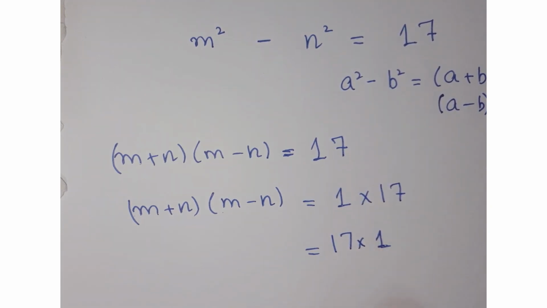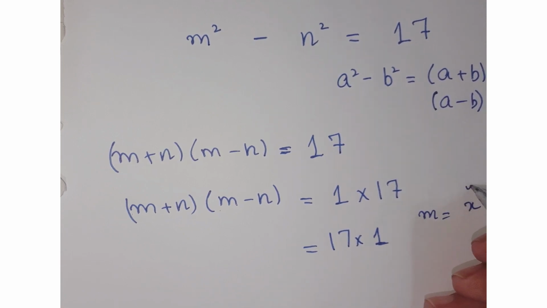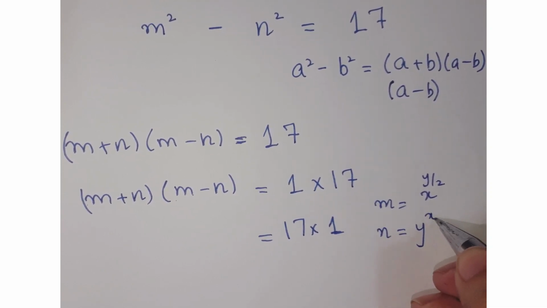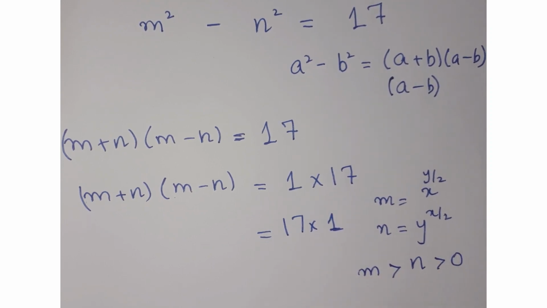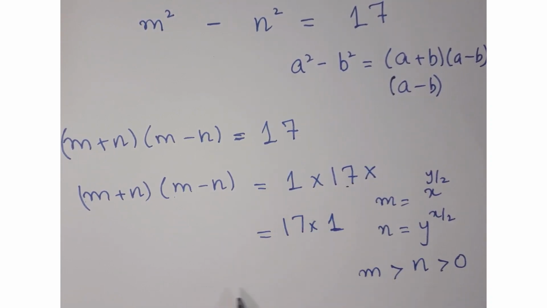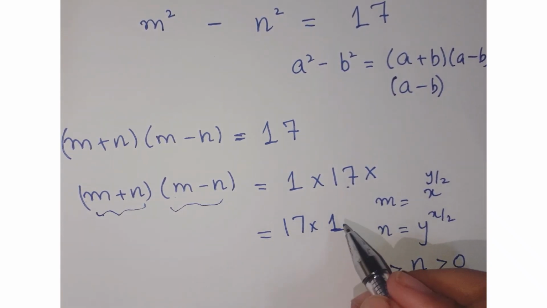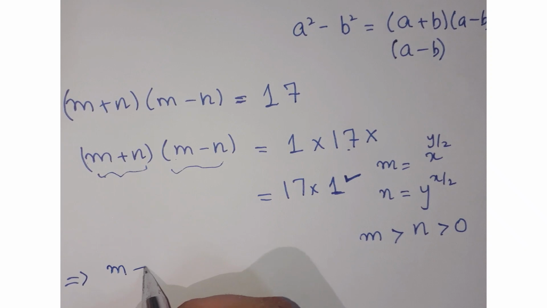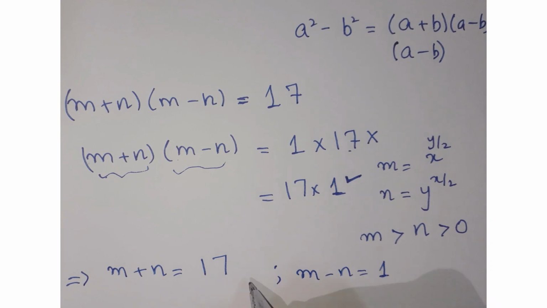Now according to our assumption, m is equal to x to the power y upon 2 and n is equal to y to the power x upon 2. So here m is greater than n and they both are greater than 0. This implies that this case is discarded because 1 is smaller than 17. Since m plus n is greater than m minus n, this equality is valid here. This implies m plus n is equal to 17 and m minus n is equal to 1.